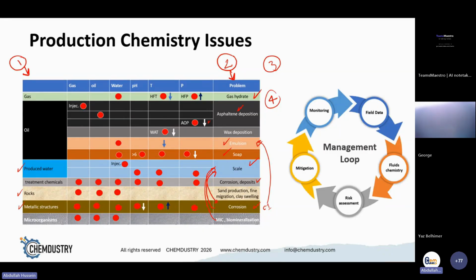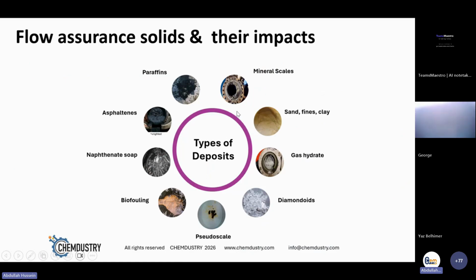All right, normally the management of these production chemistry issues takes the loop that we mentioned earlier. You study the system, you study the fluids and their characteristics, and then you do the risk assessment, design the mitigation, and then you monitor the system after applying the mitigation, and optimize and improve after that. So that was just a quick introduction to the production chemistry issues. Now we're going to move right quick to the solids that normally form in oil and gas systems.